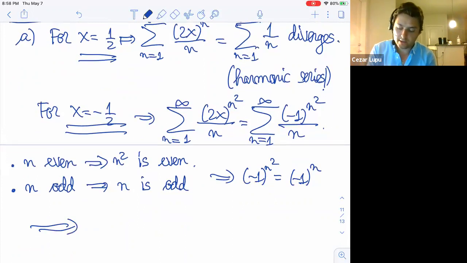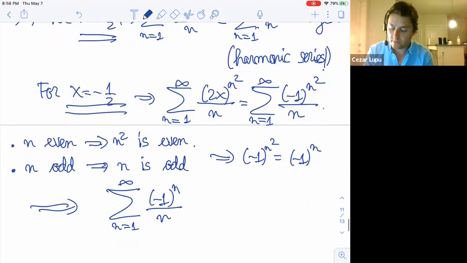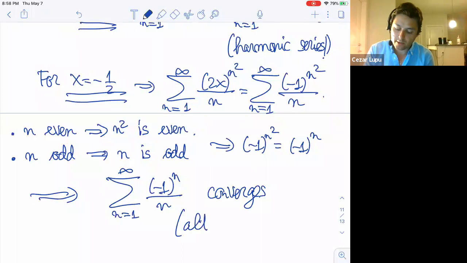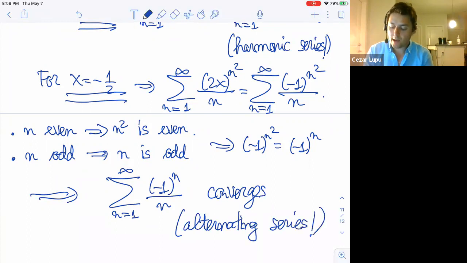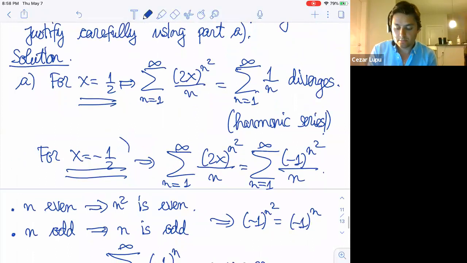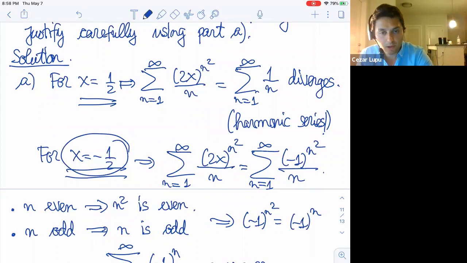So we have that this series will be exactly this series, which will converge. This is what we call the alternating series, and we've talked about this previously. Okay, great. So this is good at x equals -1/2, so we do have convergence.